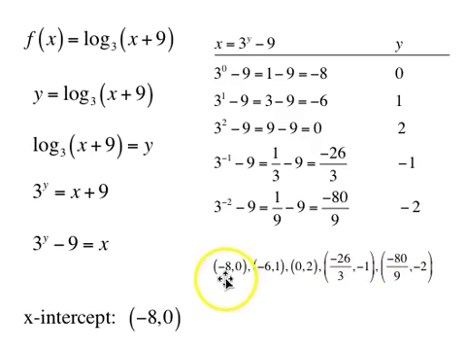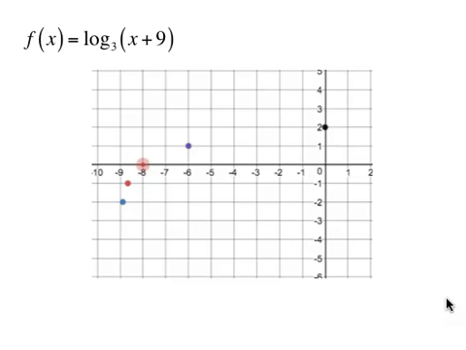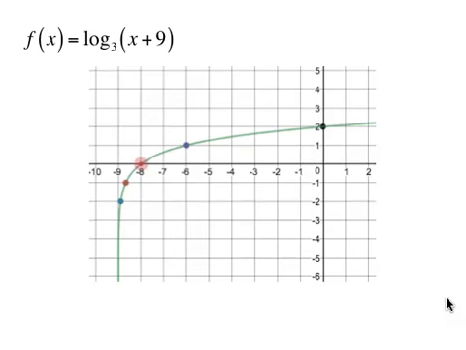The x-intercept, of course, is -8, 0. That's where y is 0. The x value is -8. And the y-intercept would be 0, 2. That's where it crosses the y-axis. Okay, so there are all those points. If I were to connect them, they're going to look like that. That's our graph of log base 3 of x plus 9.